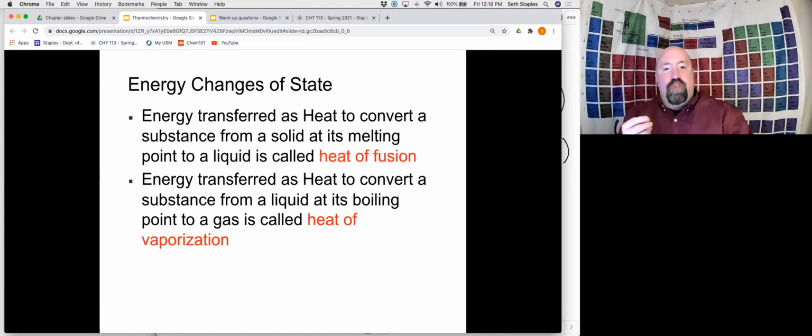The heat of fusion is the amount of energy that's involved in converting a substance from a solid to a liquid, or back the other way if we're losing energy. So it's the energy involved in transitioning between the solid and the liquid state. Likewise, the heat of vaporization is the energy that's involved in converting a substance back and forth between the liquid and the gas state. And we have different numbers for those.